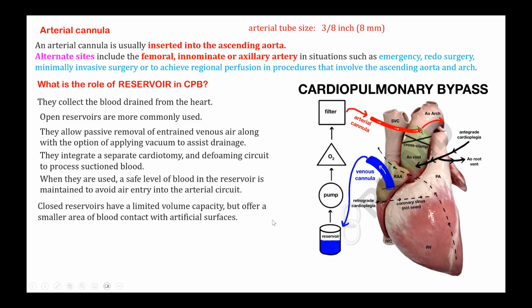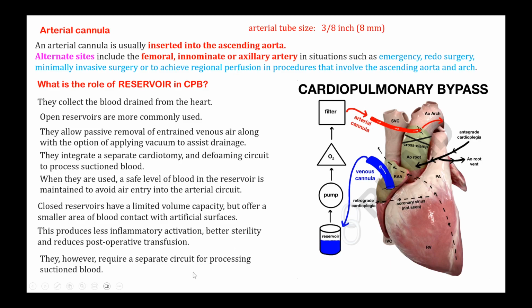And as all of you know, whenever your blood is drawn from your normal vasculature into an artificial tubing, there is immediately an inflammatory response happening. But luckily, the surfaces are coated in such a way and we anticoagulate the blood, so it doesn't get clotted in the circuit, it continuously runs and we are able to complete the surgery. So the closed reservoir produces less inflammatory activation, better sterility and reduces post-operative transfusion requirements. They, however, require a separate circuit for processing the suction blood. So that is a disadvantage.